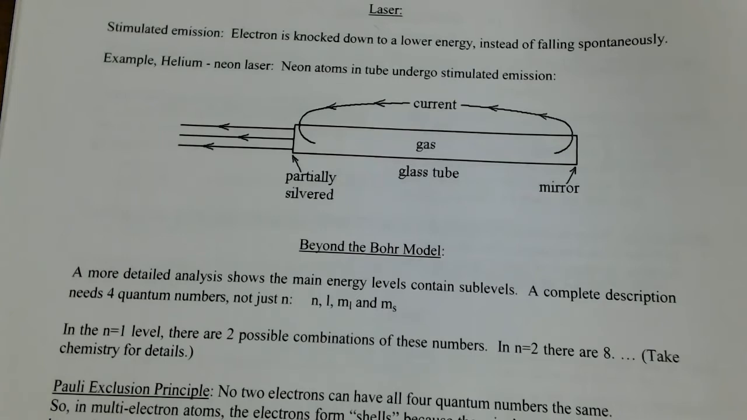And when they finally did, it turns out there's more to it than just the main energy levels that I talked about with the Bohr atom. So a more detailed analysis shows the main energy levels contain sublevels. If you took chemistry, there's actually 4 quantum numbers, not just n. The complete description, n, l, m_l, and m_s. l and m_l describe the orbital angular momentum, and angular momentum is something I've never talked about in this class, so I probably shouldn't even mention that.